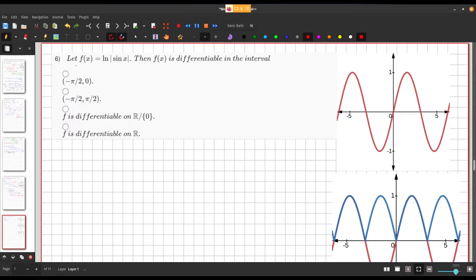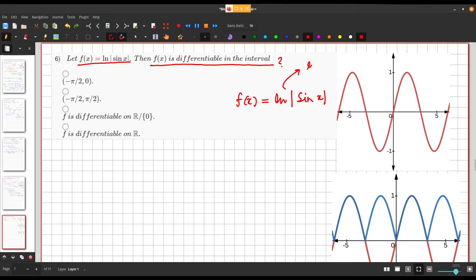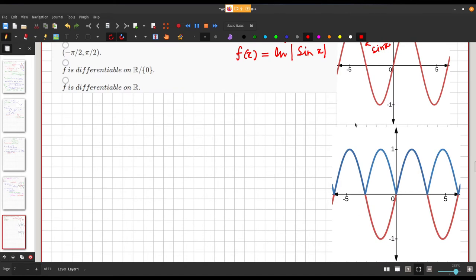Okay, so here we are given a function f x as log of mod sine x. Then we have to find in which of these intervals f x is differentiable. So let us first look at the function f x is ln sin x, and ln is nothing but equivalent to log base e. This we know already. So here on the top plot I have plotted the function sin x. So this we know is bound between 1 to minus 1, and the x can have any value here. So now what will be the functional form of mod sin x? So this is plotted in the second plot here.